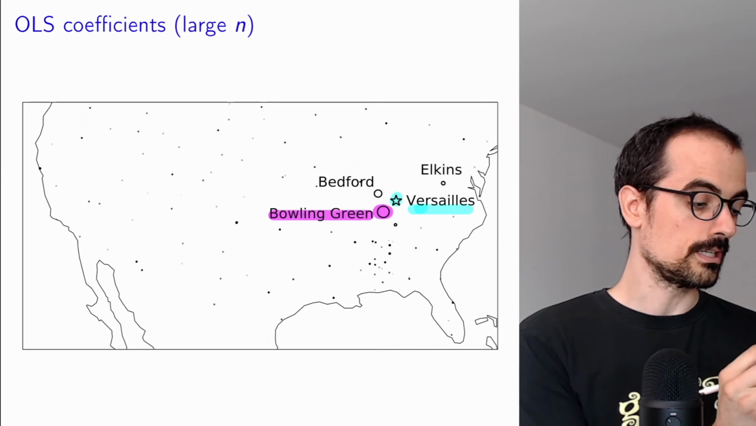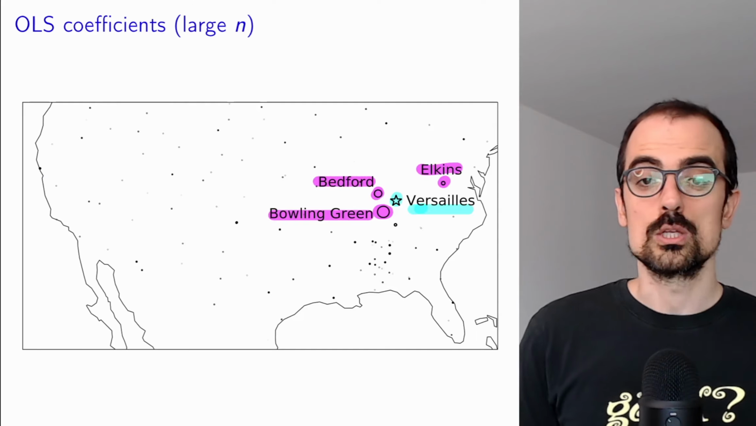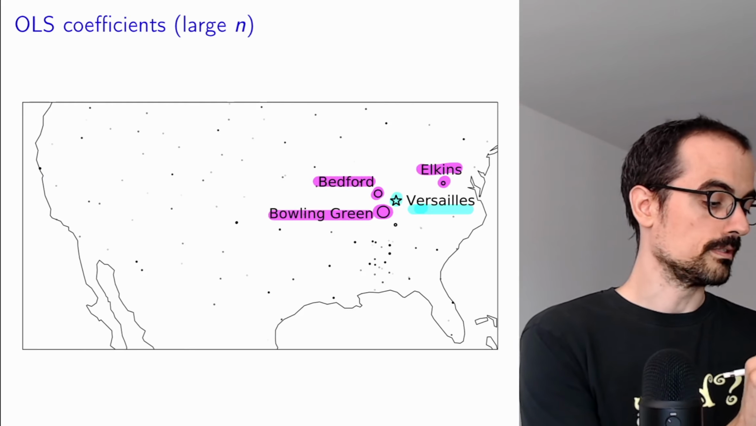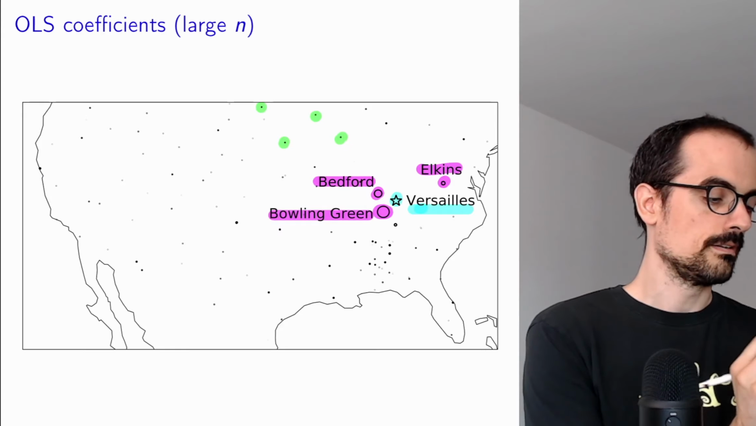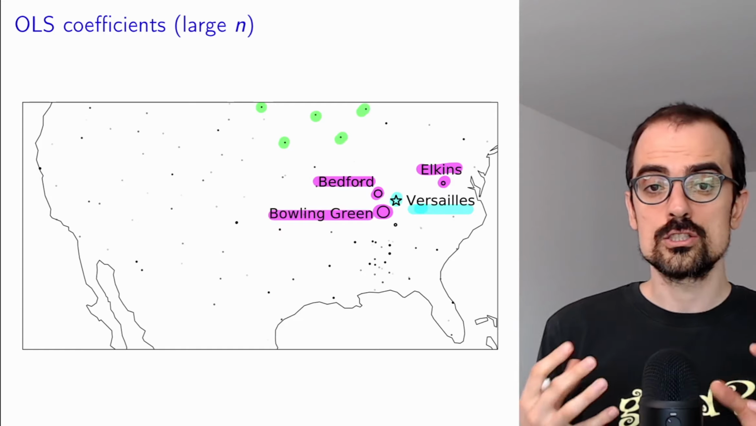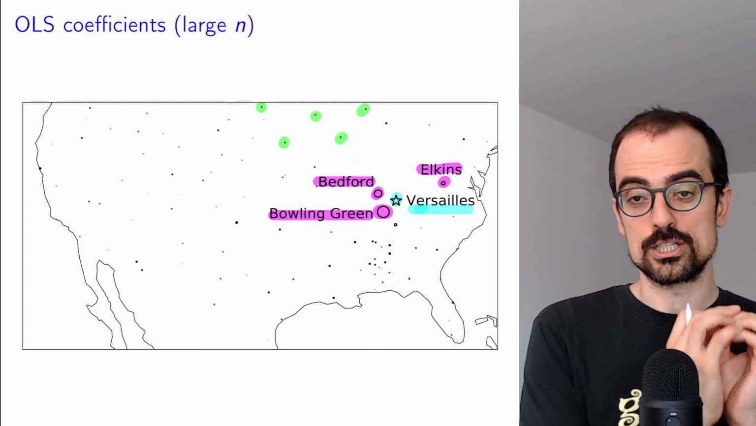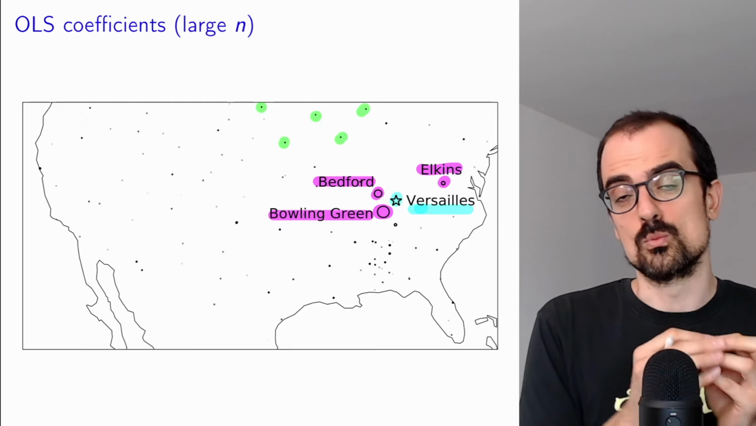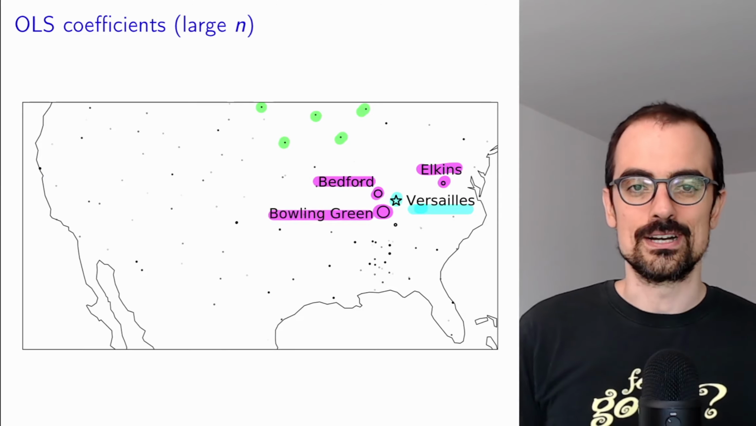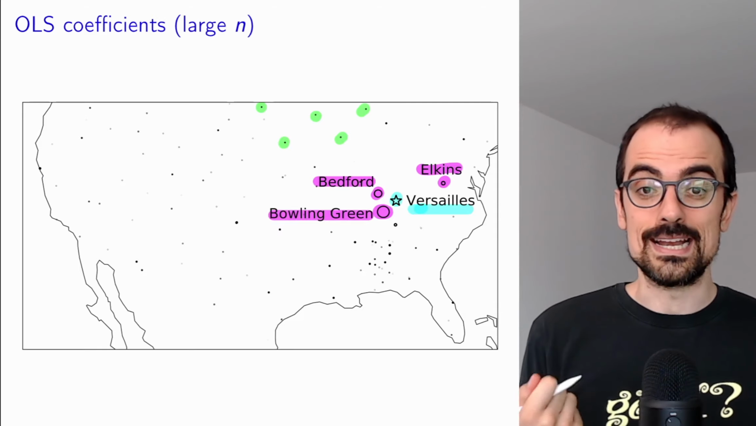You can see that it's very large. The second one is at Bedford. The third one is at Elkins. And the rest of the coefficients are very small, scattered all over the United States. So we see that the ordinary least squares model learns to take a small number of locations that are close to the location of the response and just averages them, which is a very reasonable way of estimating the temperature in Versailles. This is what happens when you have a lot of training data.